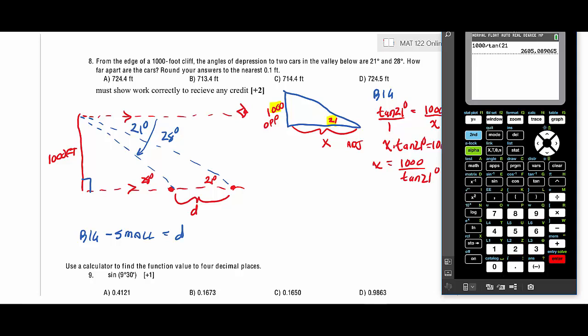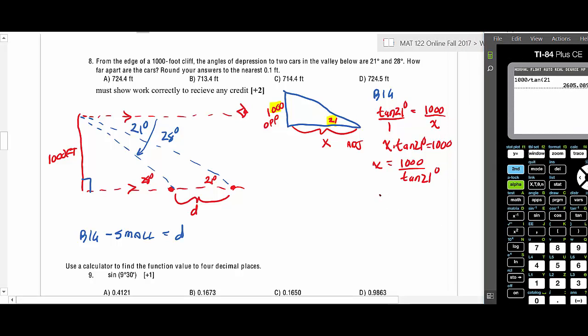Okay, and then we'll round that off, and that's going to give this distance is about 2,605.1 feet. Okay, now see, that's the big distance.